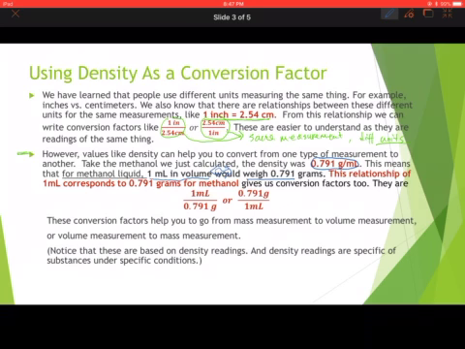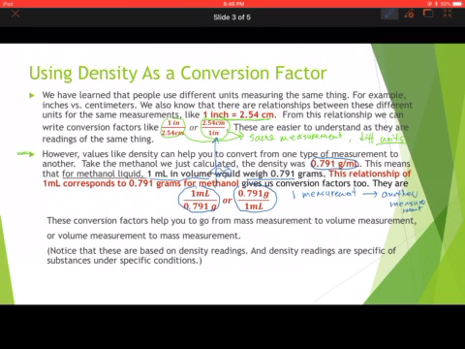Because of that, you can write two conversion factors. Now, these two conversion factors are different from the ones I just showed above. These are conversion factors that go from one measurement, in this case volume or grams, to another measurement. And density is the thing that links mass and volume together.